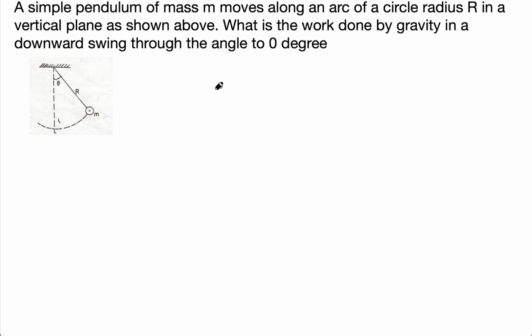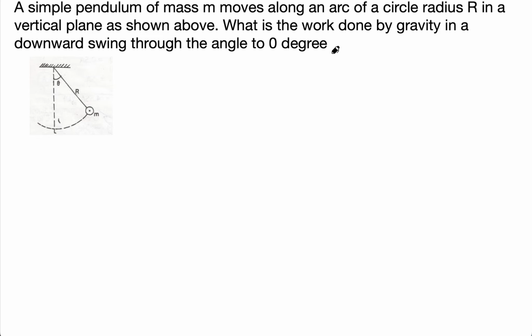UTME physics problem. We are given a simple pendulum which has mass m and it moves along an arc of a circle whose radius is r, and it's in a vertical plane as shown below. What is the work done by gravity in a downward swing through the angle θ to 0 degrees?